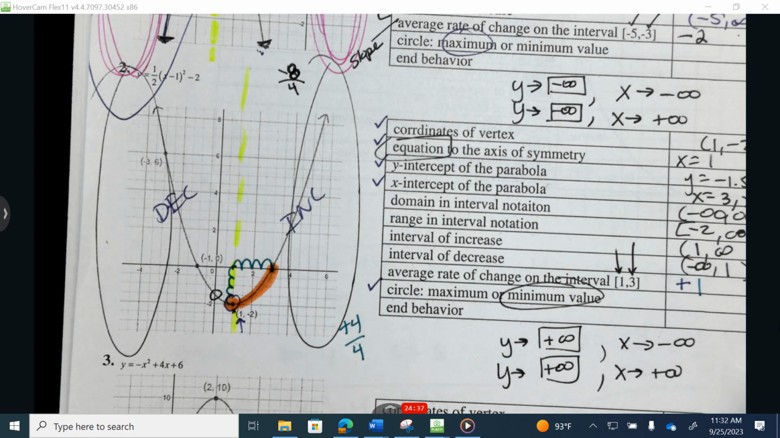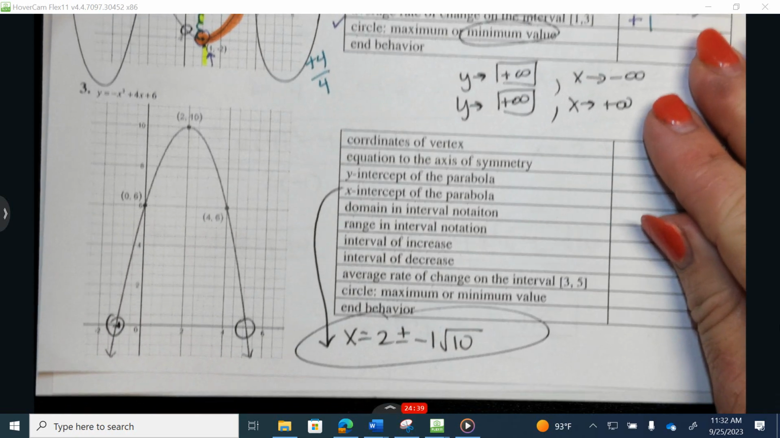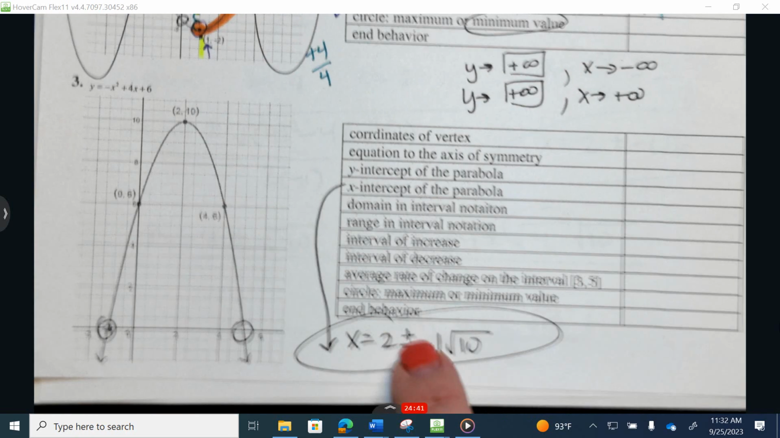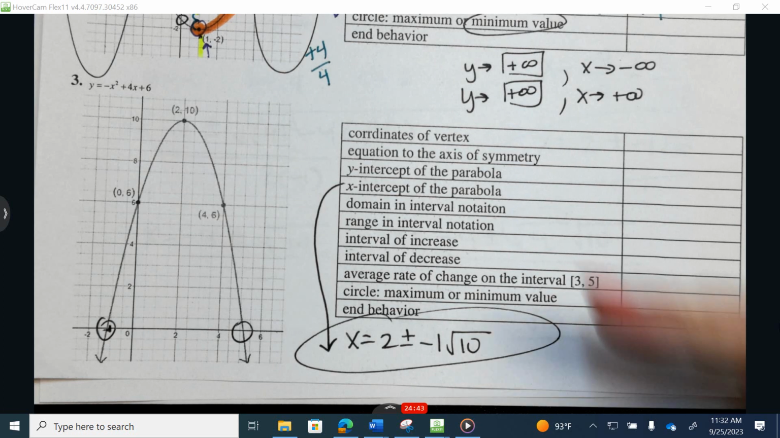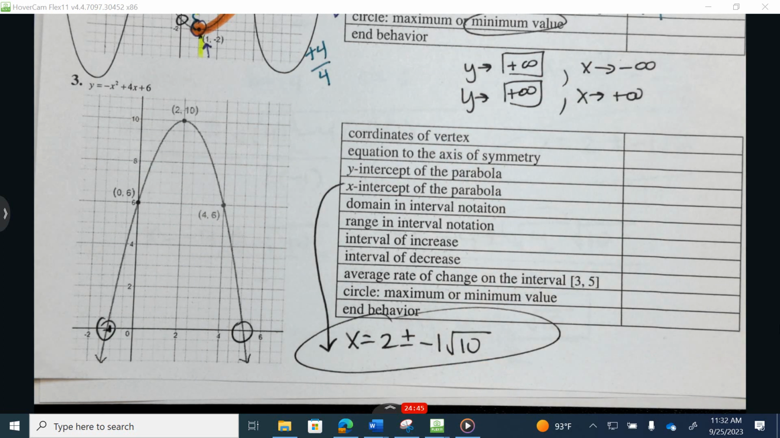What I'd like you to do is the following. We have already started this class by figuring out the exact x-intercepts. I would like you to do the remainder of this right now with your partner. Begin.